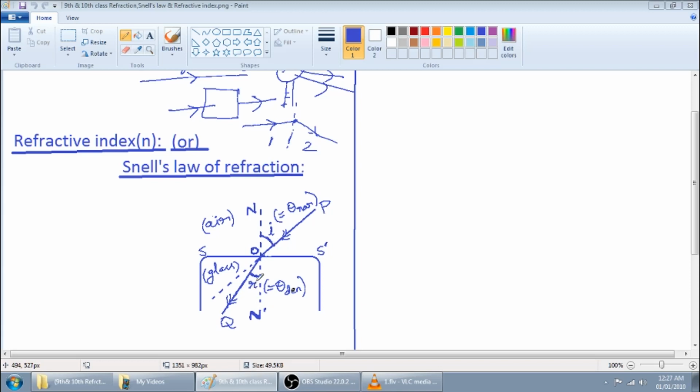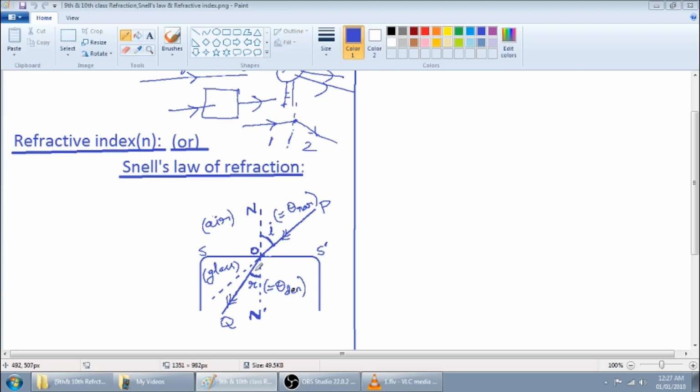The same symbols i and r were used even in the case of reflection, but there the angles were called the angle of incidence and the angle of reflection. But here the phenomenon is refraction. That's why this angle is called the angle of refraction.